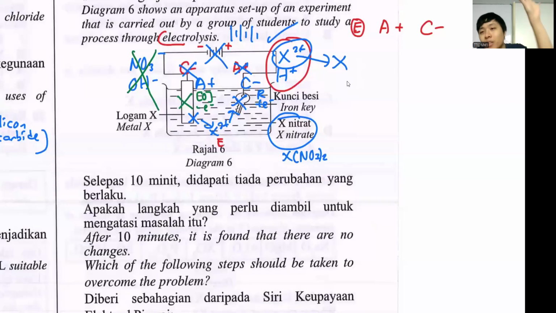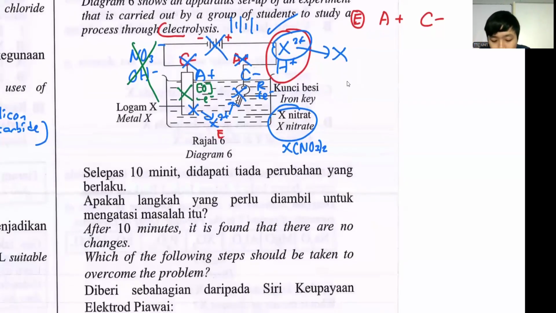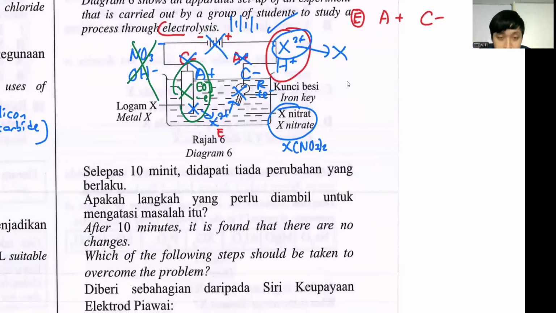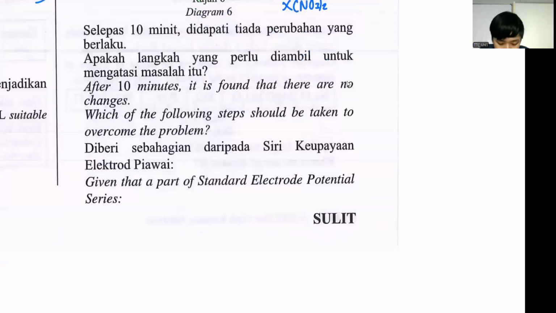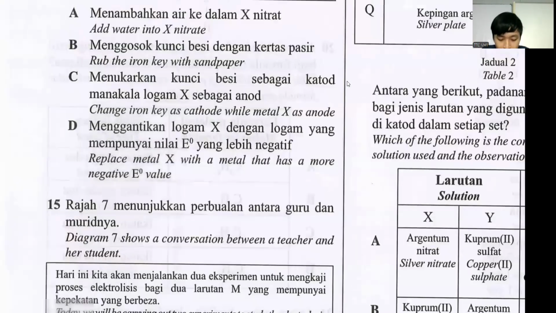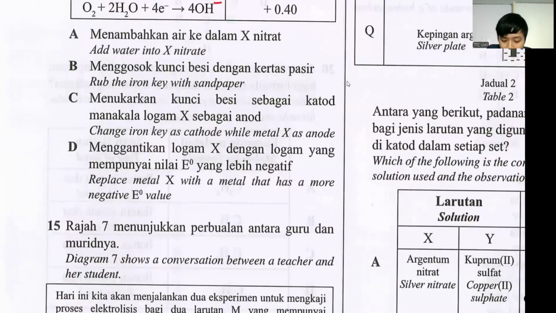But all this doesn't happen if my battery is reversed, or you can say if these two things are reversed. So the solution is C: change iron key to cathode, metal X to anode.